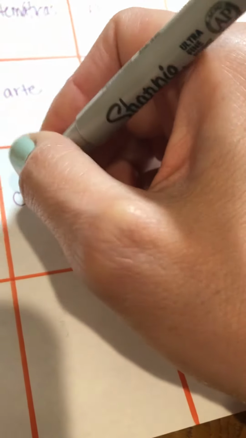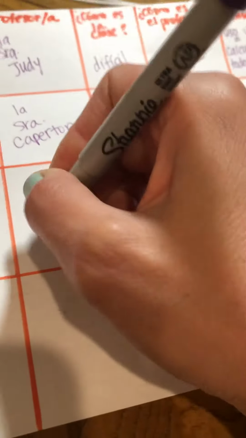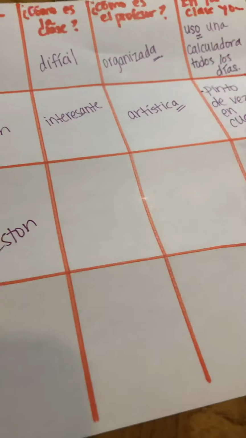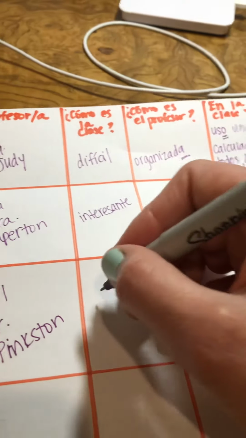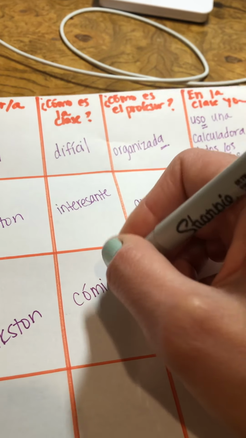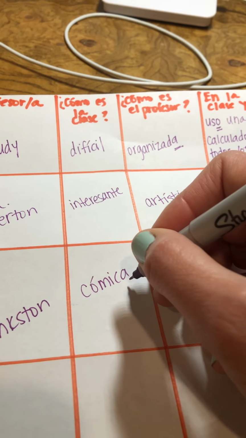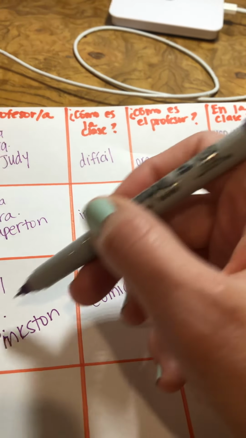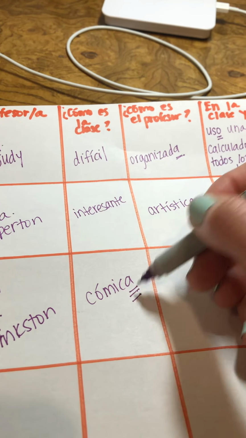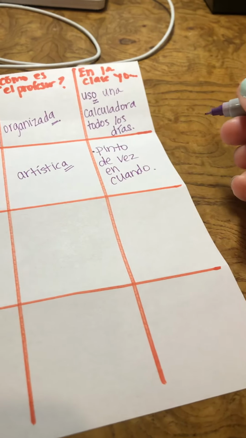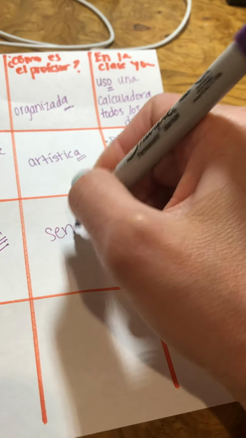My class is going to be "ciencias con el señor Pinkston." The class would be maybe funny, because maybe he's a funny guy and the class is always laughing and just having a good time. But the class is funny doesn't mean Mr. Pinkston is. It just means "la clase," and since it's feminine, that's why that ends in an A. Mr. Pinkston, maybe he's serious. So he's "serio."